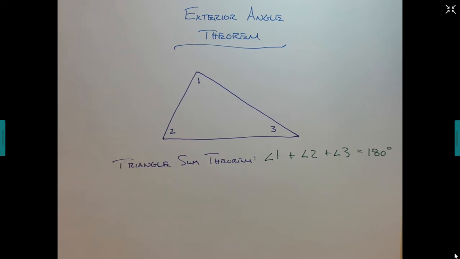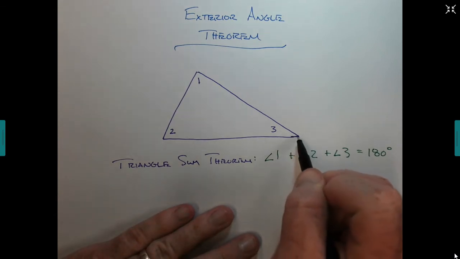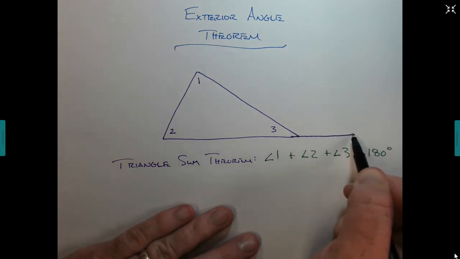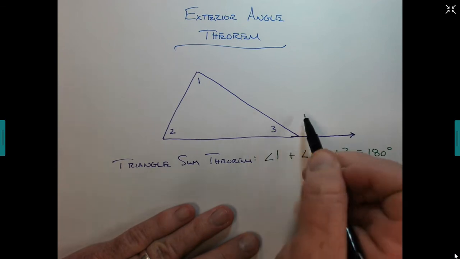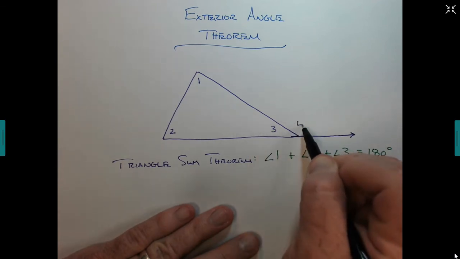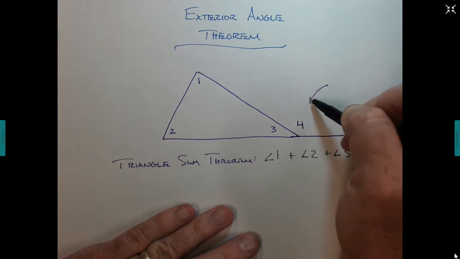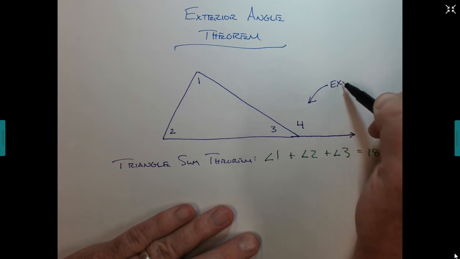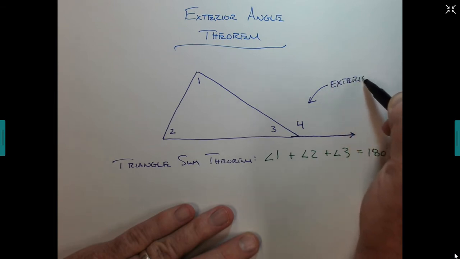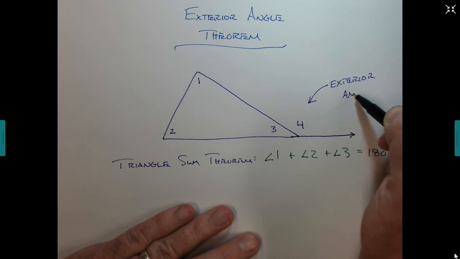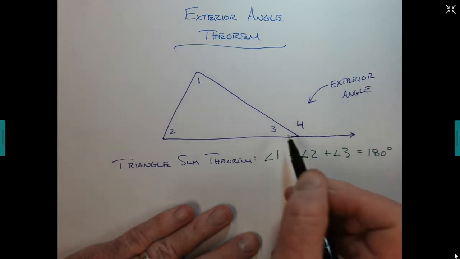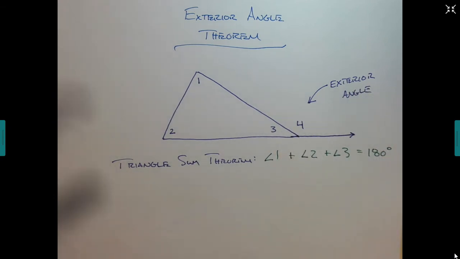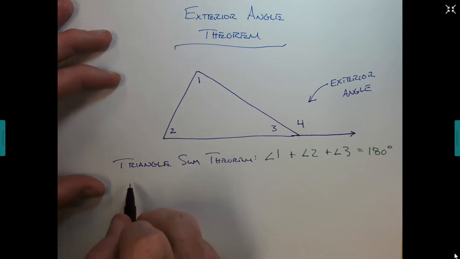All right. I can create another situation if I extend one of these sides. This creates an angle on the outside. This would be our exterior angle. Well, that exterior angle creates a relationship right there with angle 3. This is called the linear pair theorem.